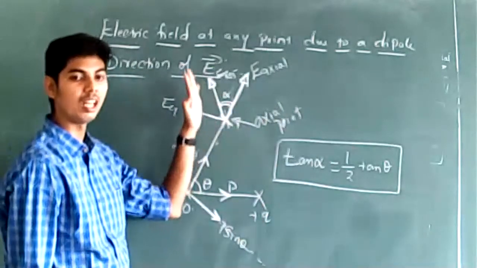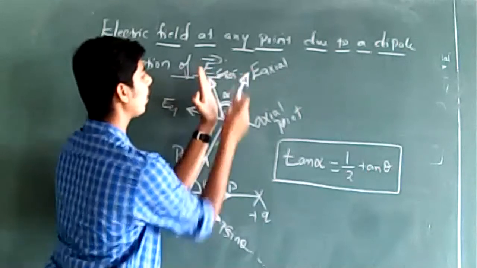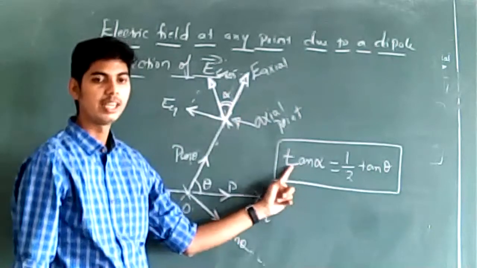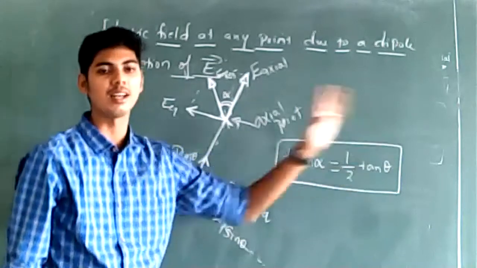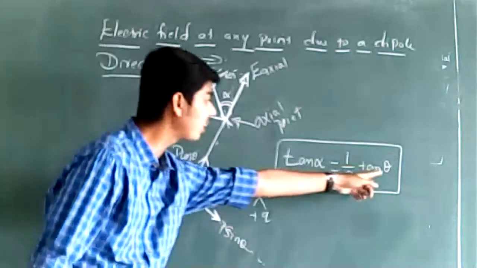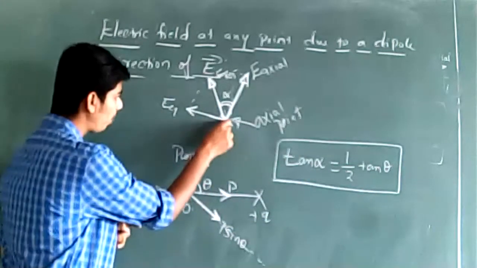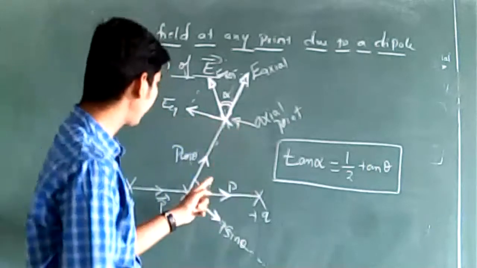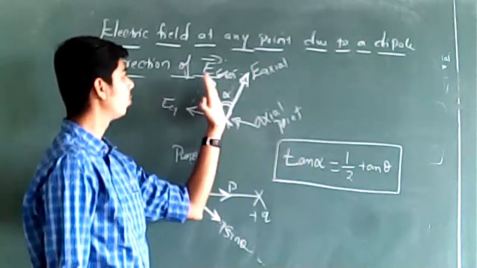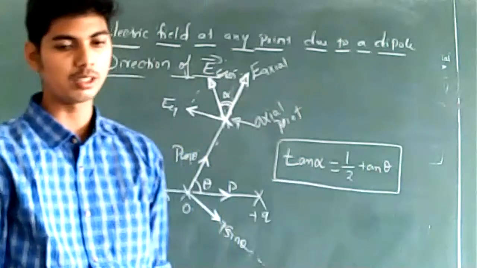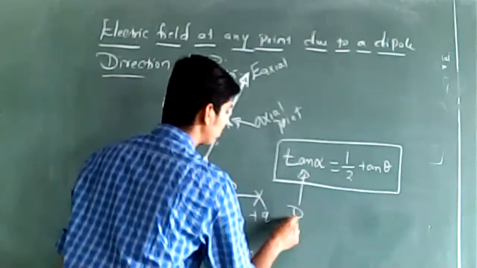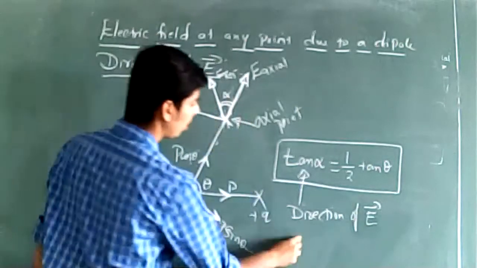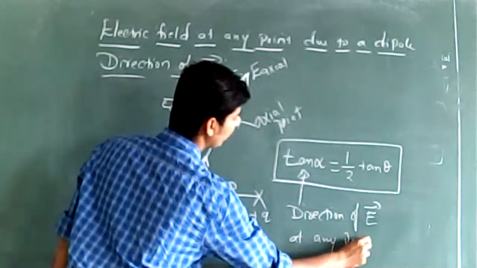Alpha is the angle made by the resultant vector with the axial vector. Tan alpha is equal to half tan theta. What is theta? Theta is the angle made by the line joining point P to the center with the dipole moment. If you know the value of theta, you will be able to find the value of alpha and get to know the direction of the resultant vector. So this is the formula used to find the direction of the E vector at any point on the dipole.